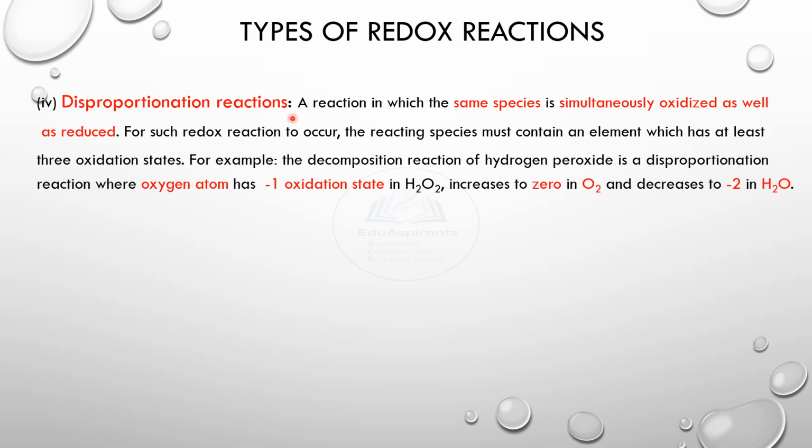Disproportionation reactions. A reaction in which the same species is simultaneously oxidized as well as reduced. For such redox reaction to occur, the reacting species must contain an element which has at least 3 oxidation states. For example, the decomposition reaction of hydrogen peroxide is a disproportionation reaction where oxygen atom has -1 oxidation state in hydrogen peroxide, increases to 0 in oxygen gas, and decreases to -2 in water.